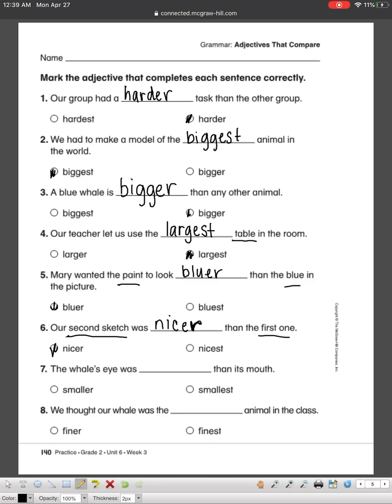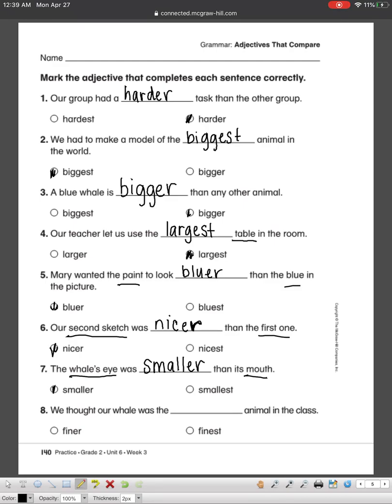Number 7. The whale's eye was blank than its mouth. What are we comparing? We are comparing the whale's eye and its mouth. So we use ER. The whale's eye was smaller than its mouth.